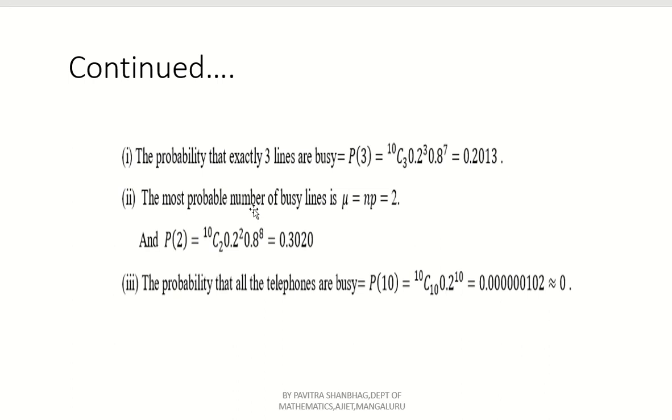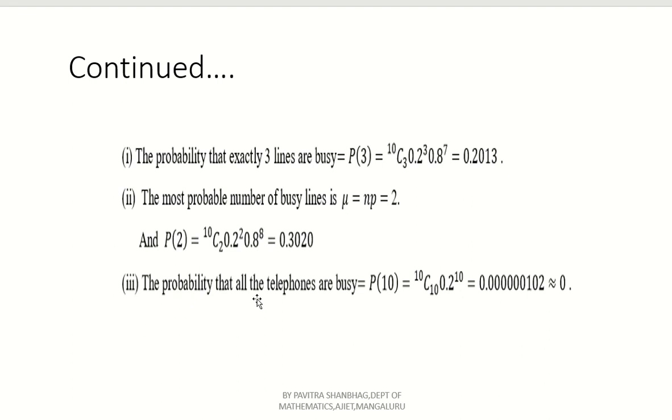Next, the most probable number of busy lines equal to what? Mu equal to NP, right? So you will get 2. So what is the probability of P of 2? 10C2 into 0.2 power 2 into 0.8 power 8, which is equal to 0.3020.